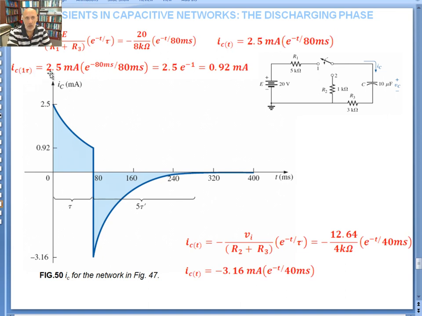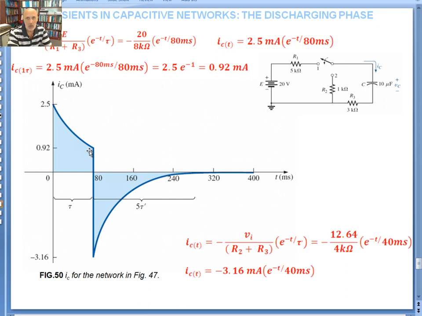So during the charging, it gives you 2.5 milliamps at the maximum, but it's not fully discharged at one time constant. You plug in t equal to one time constant, which is 80 milliseconds. That gives you 2.5 times about 36% at one time constant. That gives you 0.92 milliamps. So at 0.92 milliamps, you're switching to position 2.